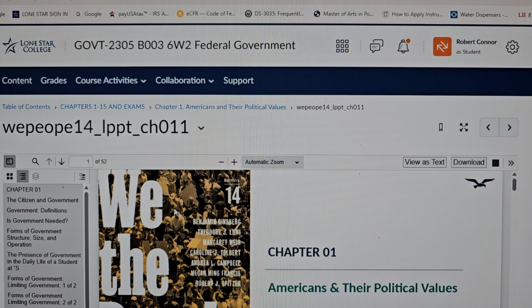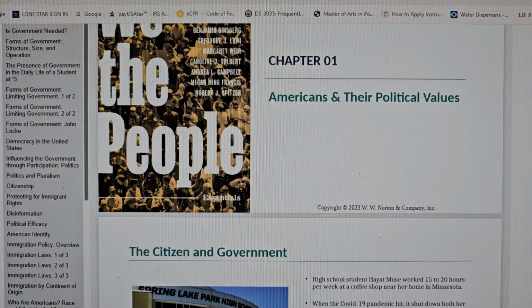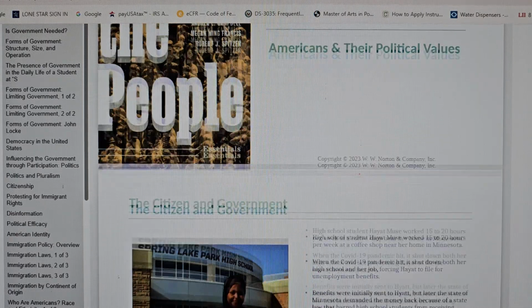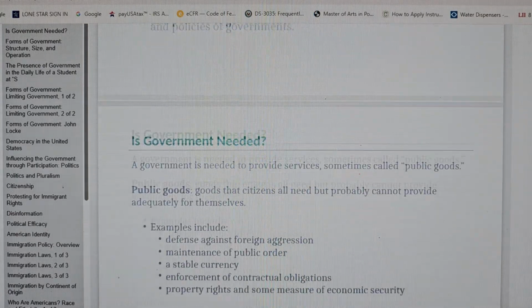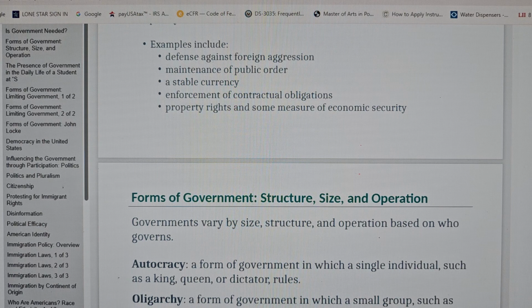Now this is what your textbook looks like, but you don't have to buy the soft cover. You have the ebook, which I'll show you in a moment. And so you can go through the PowerPoints and learn a lot of stuff looking at them and reading the information. Okay, so that's your PowerPoints.